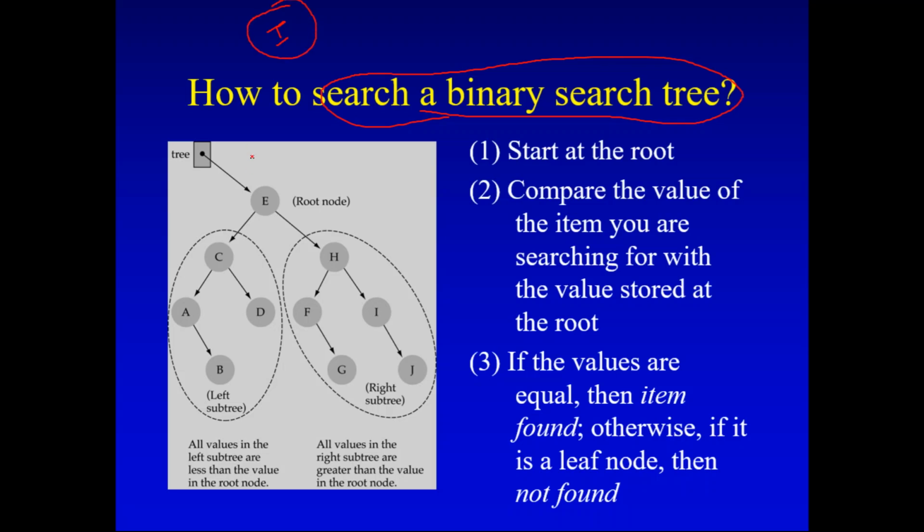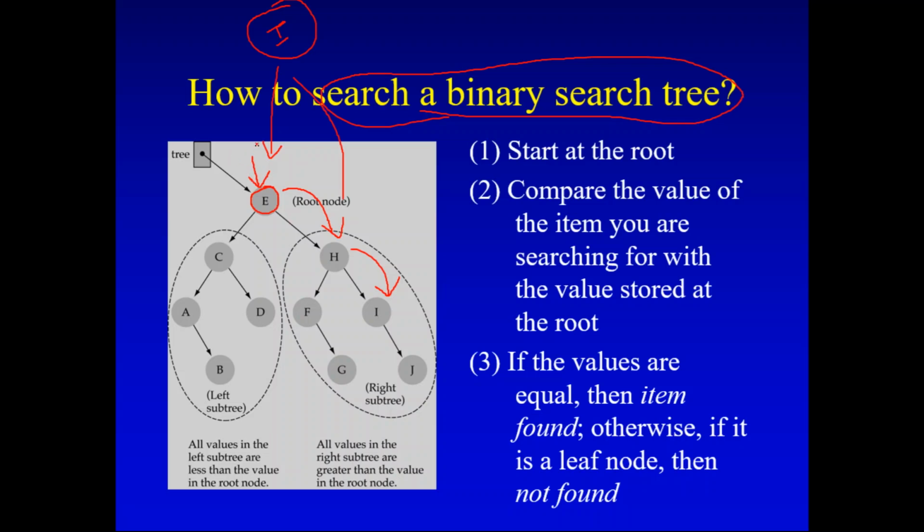Start with the root node. Compare whatever you want to search with the root node, E. Is I greater than E or less than E? It is greater than E, so go to its right child, which is H. Again compare: is I greater than H or less than H? It is greater than H, so again go to its right. After coming here, you check whether this is I or not. Yes, it is I. So stop.